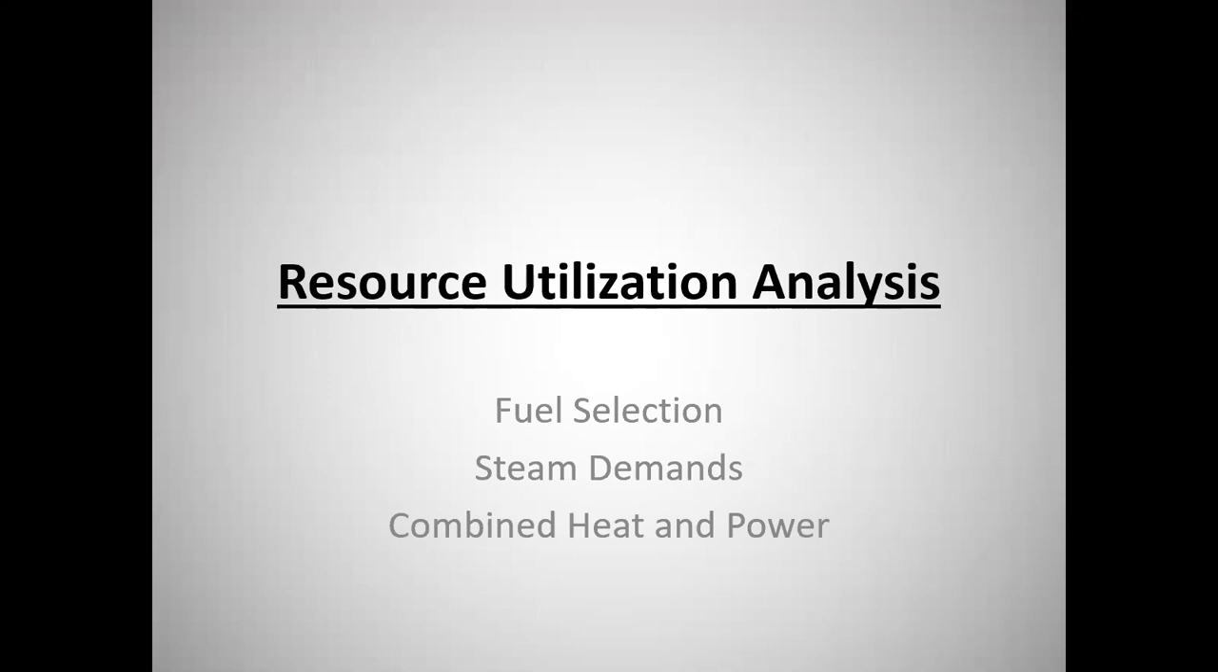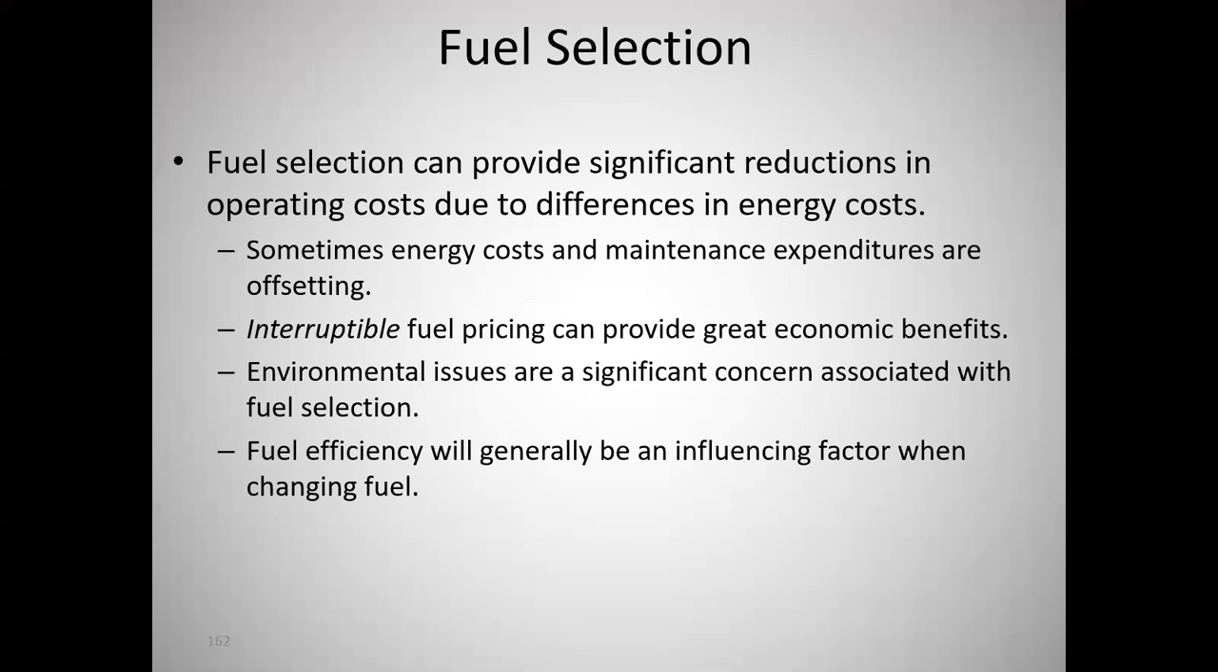Okay, let's look at resource utilization here for a second. Okay, fuel selection. Sometimes we have flexibility. Fuel selection can provide significant reductions in operating costs due to different fuels costing different amounts. Sometimes energy cost and maintenance expenditures are offsetting. Example, if you're going to burn a whole lot more green wood or coal, you're probably going to have more maintenance. So you got to take that into consideration. Interruptible fuel pricing can provide great economic benefits.